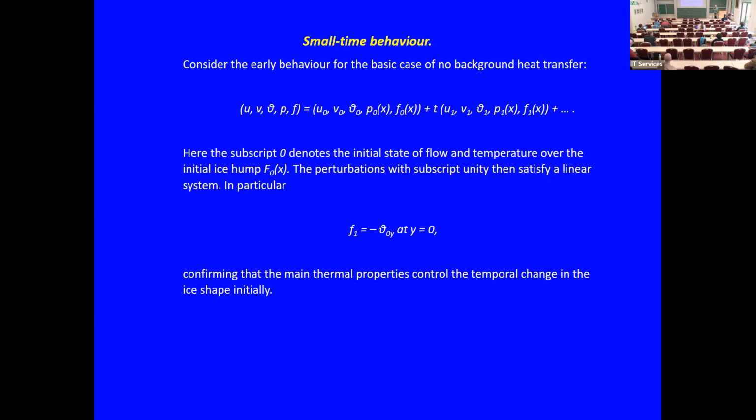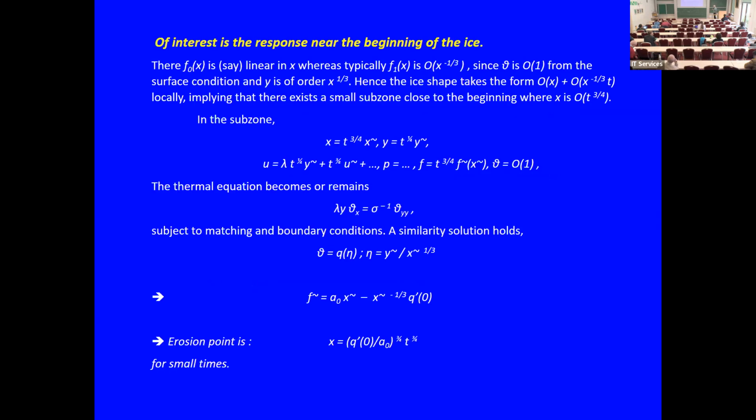So that looks like a regular expansion, but there is a non-uniformity at the front. How is that? At the front, you can see there's a bit of overtaking of the second term over the first term, and there's a wee region at the front here with x of order t to the 3/4, y of order t to the 1/4, and so on. You get down to the full theta equation holding. But fortunately, there's a similarity form, which you can work out, and so the shape at early times and close to the leading edge goes like this.